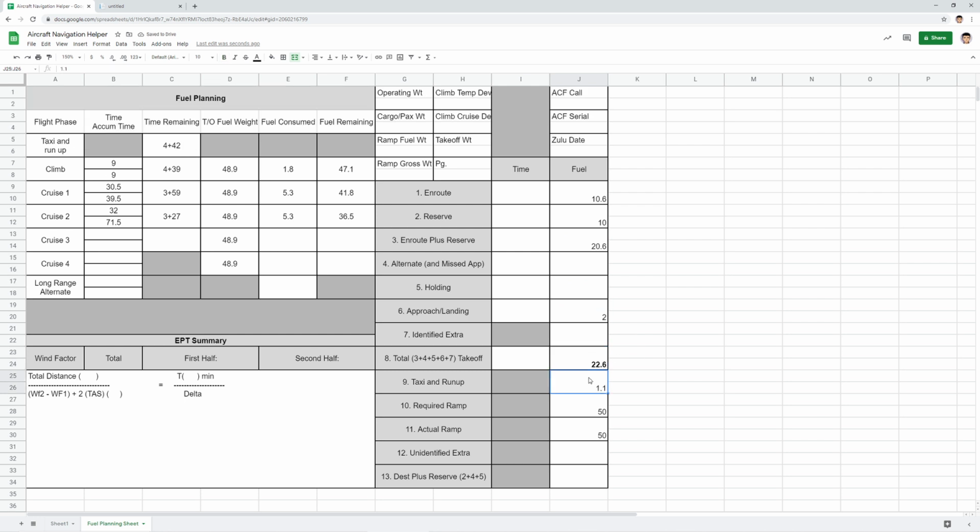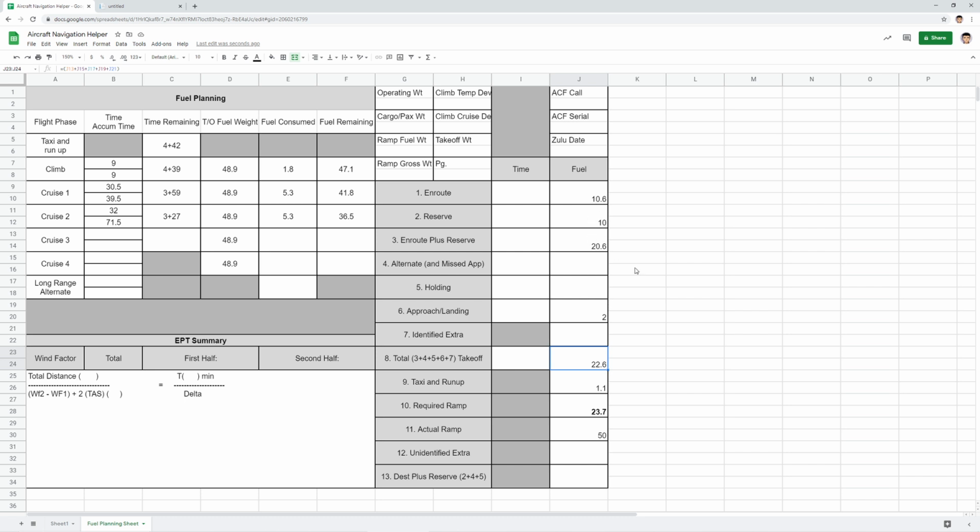So now we just come down here and add in our taxi and run up of 1.1. So we just go ahead and boop, boop, and ta-da, there would be our total amount of fuel we would require for this flight. Keep in mind, this is only a 10-gallon reserve. Granted, a 10-gallon reserve is enough to take this entire flight again. If you wanted a much, much smaller reserve, you could go ahead and do that.